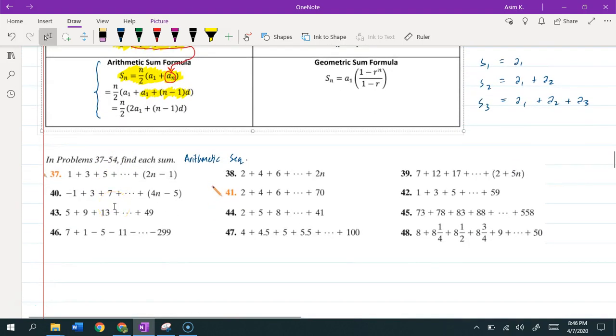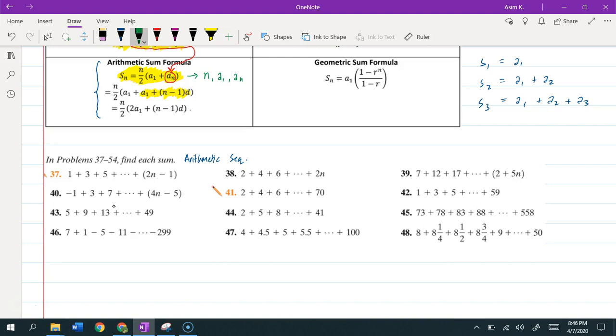Now, if you're wondering why exactly we would even need something like that? Well, this first formula, when you've been given the n value, the first term's value, and the last term's value, is going to work out for you. That formula is useful.